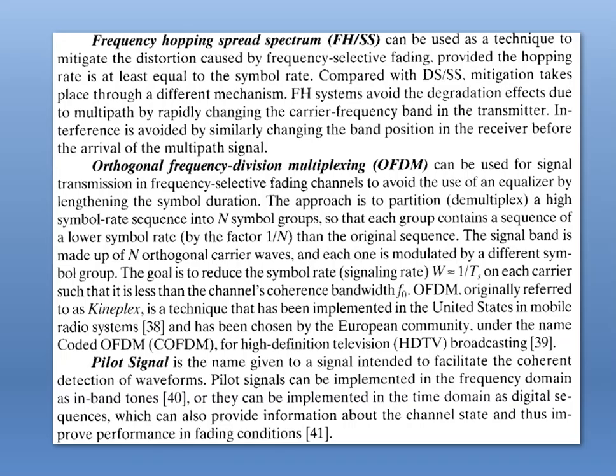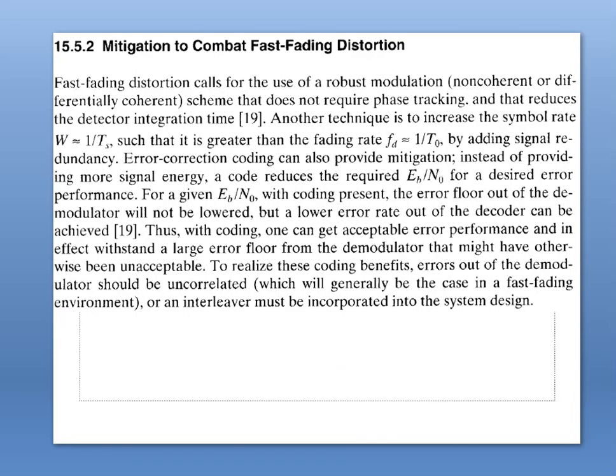Now we move to the next part, that is mitigation to combat fast fading distortion. Fast fading distortion calls for a robust modulation scheme that does not require any phase tracking, and then reducing the detector integration time. Another technique is to increase the symbol rate, that is W equal to 1/Ts, such that it is greater than the fading rate fd equal to 1/T0, by adding signal redundancy.